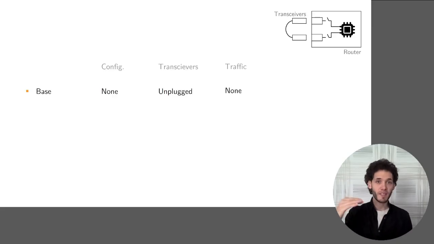So what kind of state changes could we consider? We start with the base condition, the base state, where the router is powered on, and that's it. There is nothing plugged in, there is no configuration applied whatsoever.